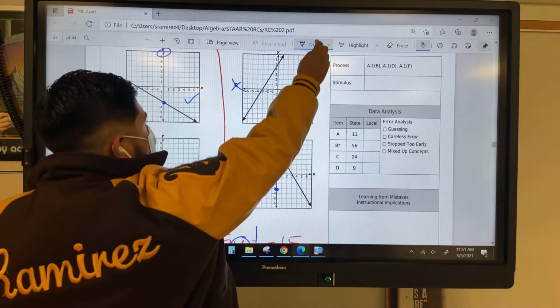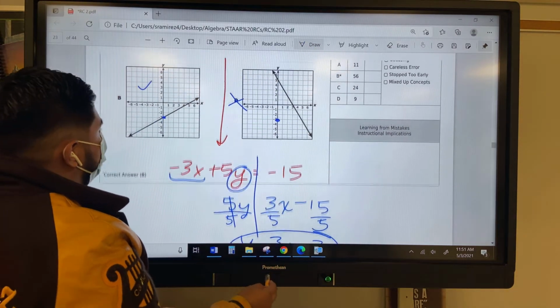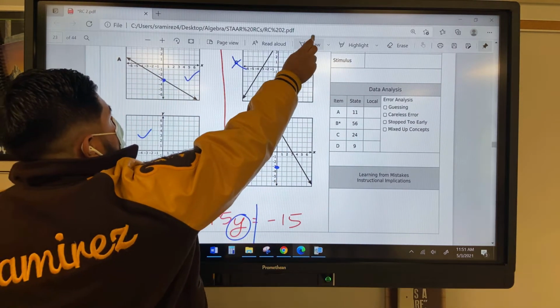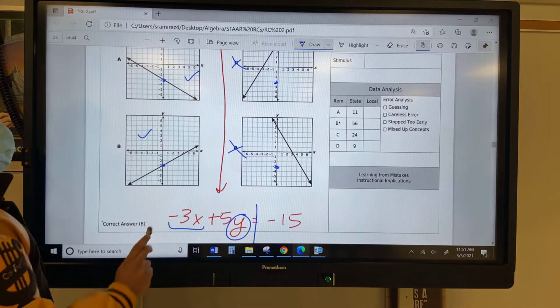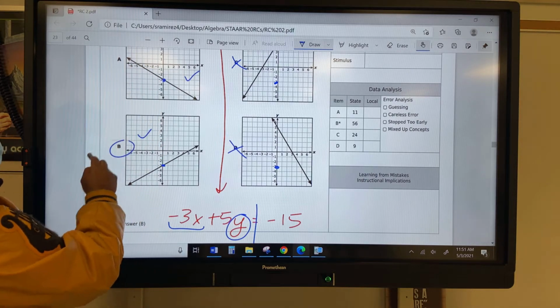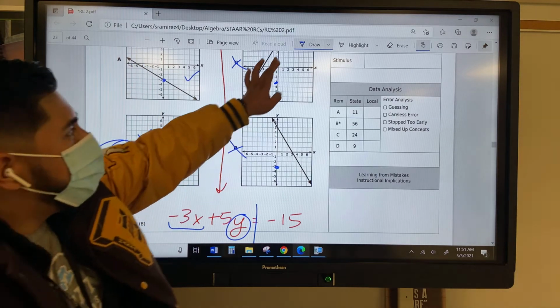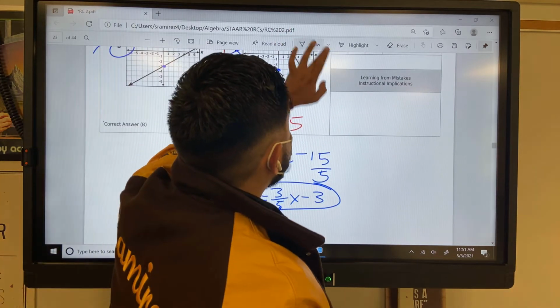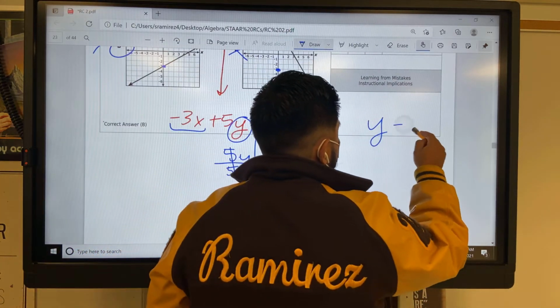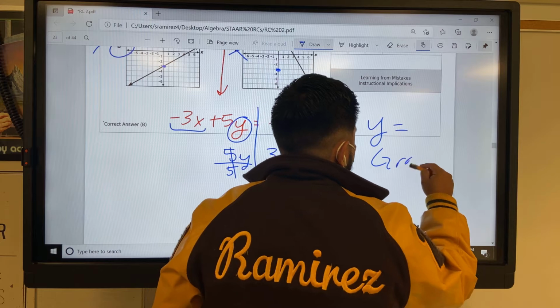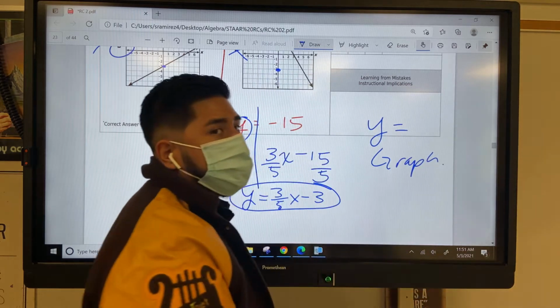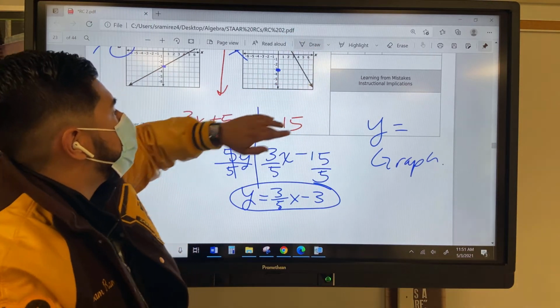What's after that? 3 up, 5 over. Automatically, I can see out of these two which one's going up. This one, boom. If you don't want to do that, you can always do y equals and then graph. And then just look at the graph. Easy peasy. Let's keep going.